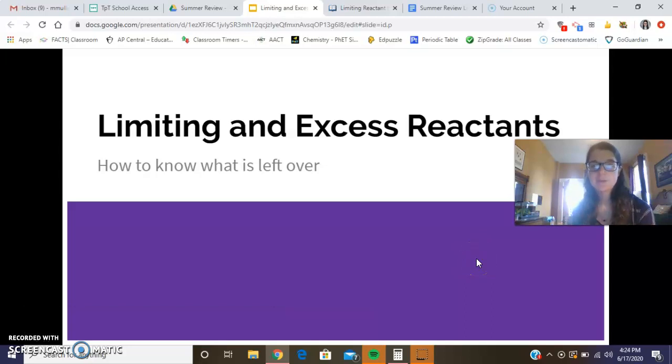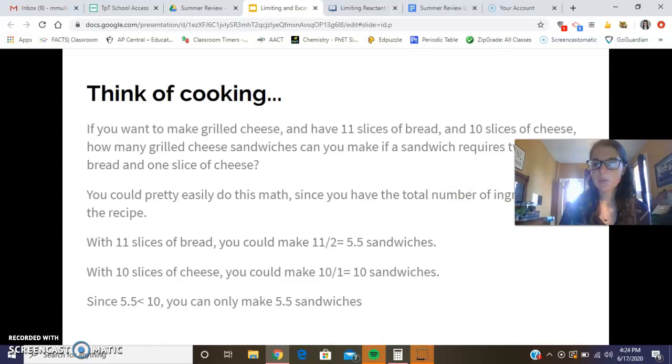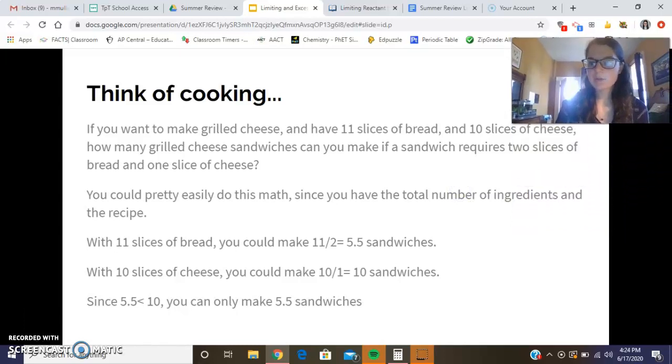Today's review, we're going to be going over limiting and excess reactants, which is going to be using some of the stoichiometry skills that we learned in the last review video. So here we're trying to determine what is left over after a reaction occurs. For this, you can kind of think of cooking.